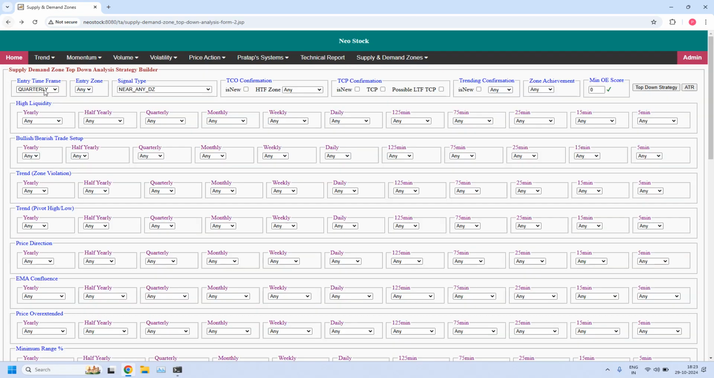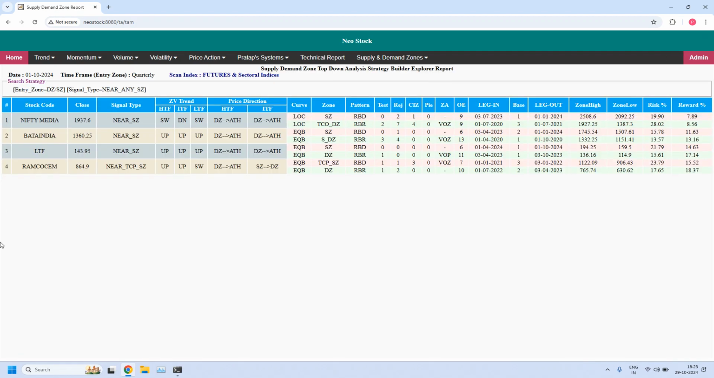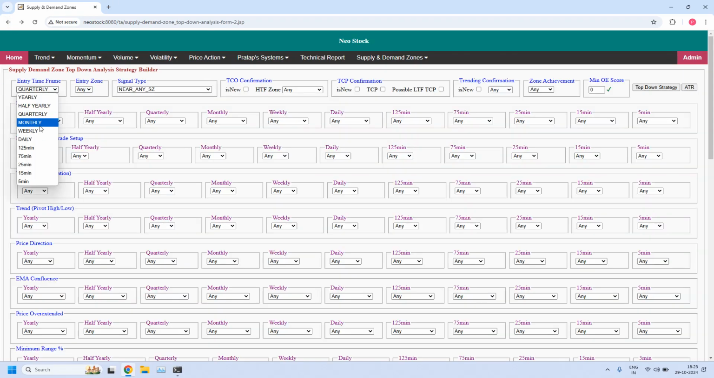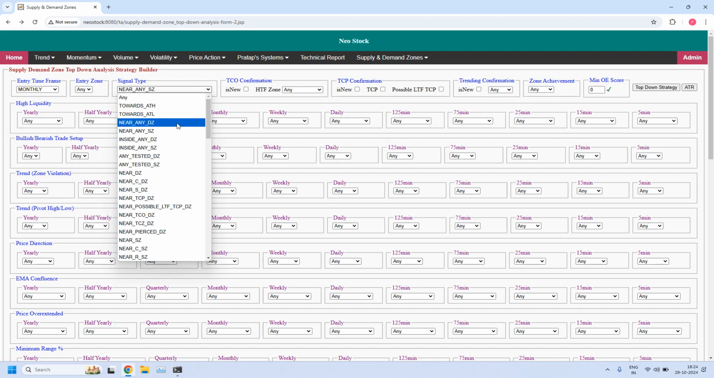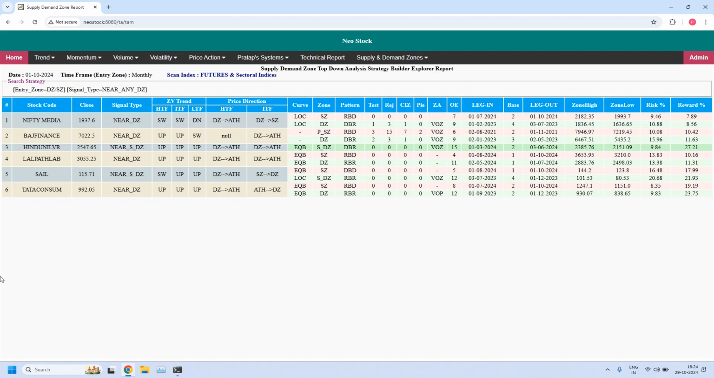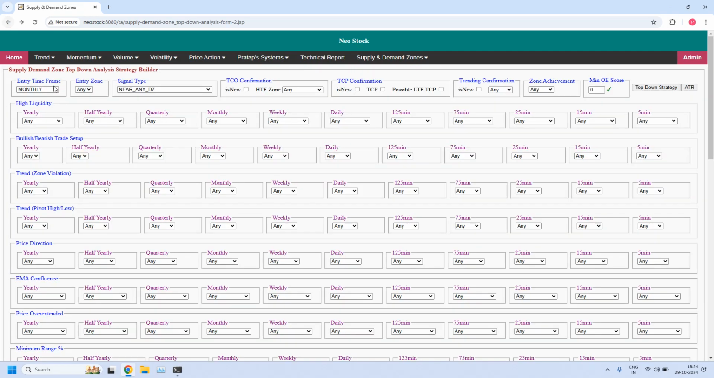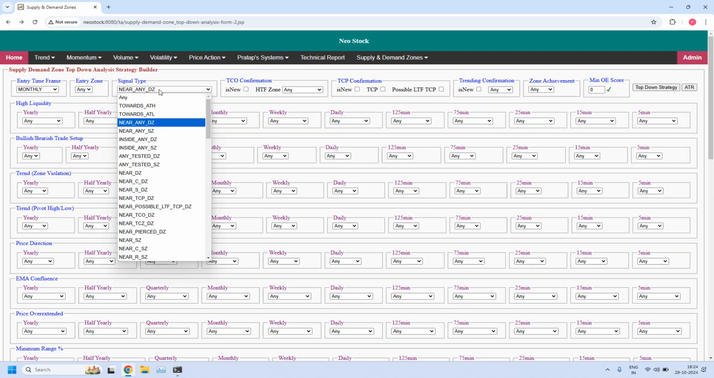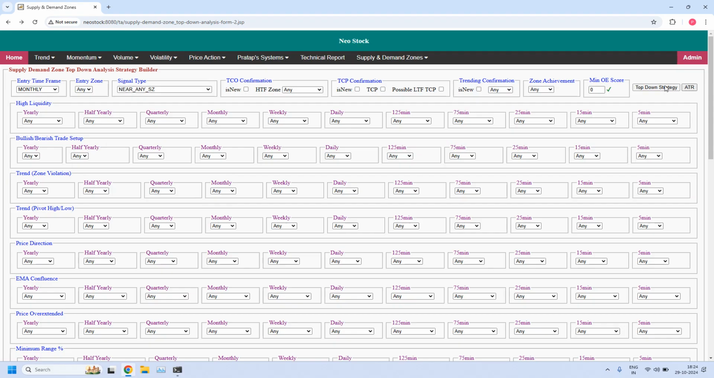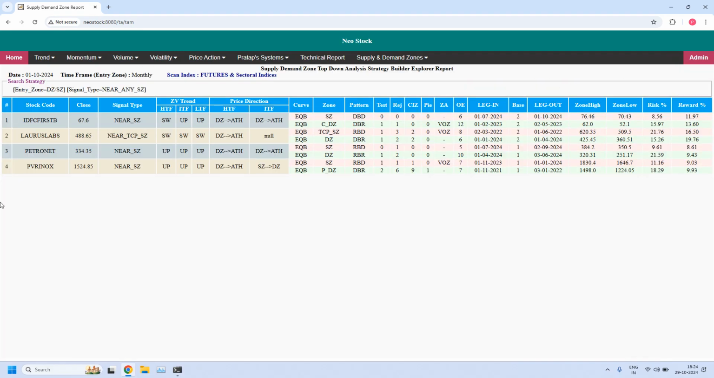Next report, for quarterly time frame, let's find the stocks near quarterly supply zone. 4 stocks are filtered. Next time frame is monthly. Let us find the stocks near monthly demand zone. 6 stocks are filtered. Next for monthly time frame, let's find the stocks near monthly supply zone. 4 stocks are filtered.